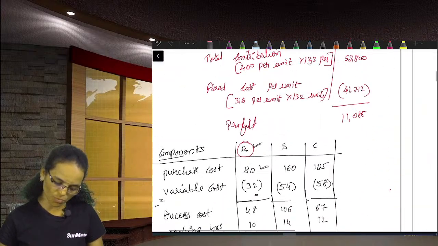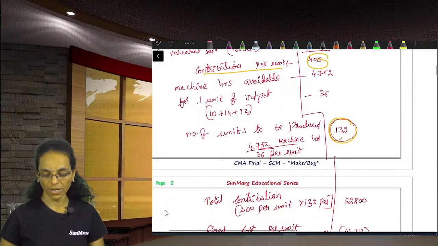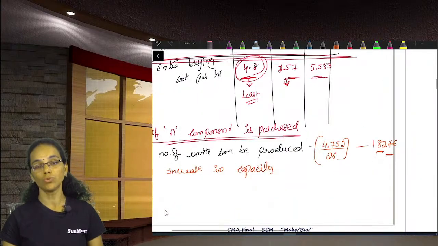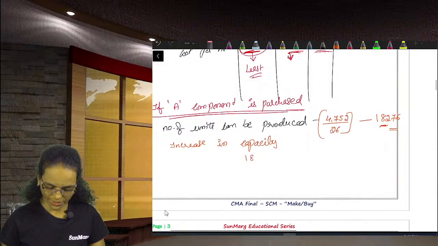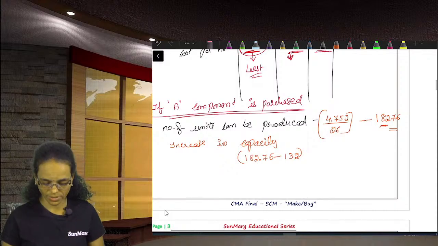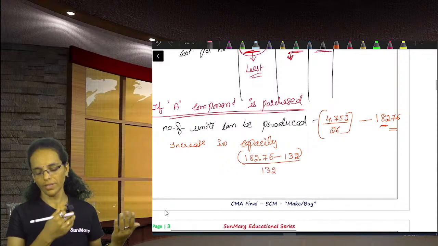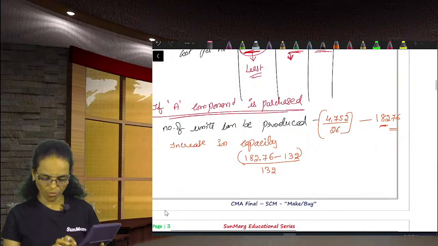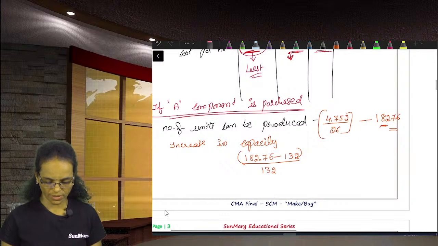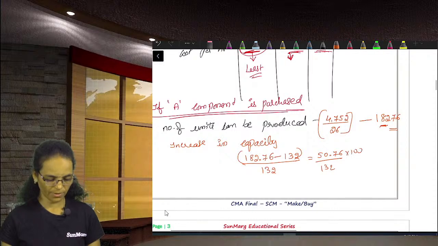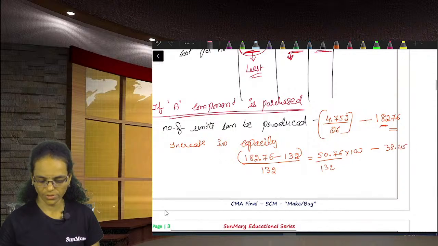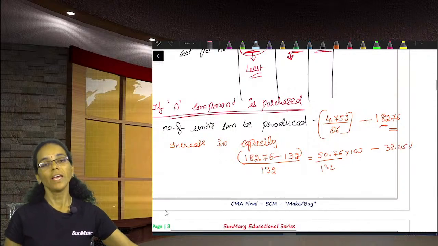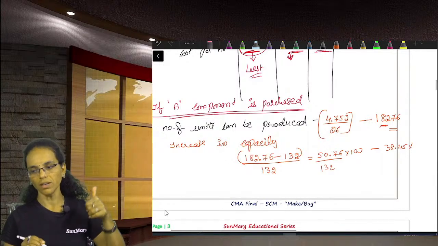See, previously we used to produce only 132 units, but now we are producing 182 units. So 182.76 minus 132, that is 50.76, divided by 132 into 100, is nothing but a 38.45% increase in the production capacity if we are purchasing component A from the external market.